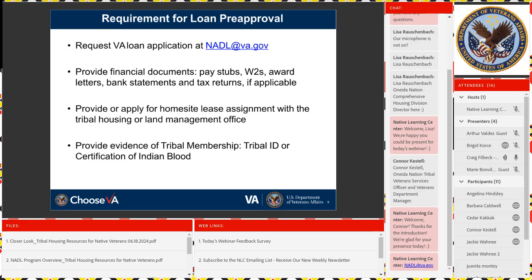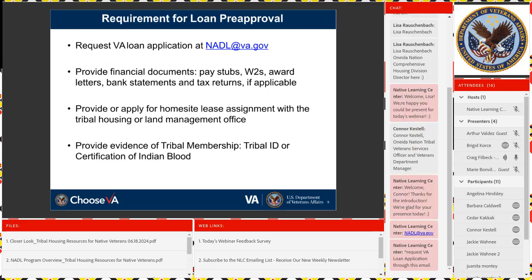So with that being said, we're going to move into how to get a NADL loan and what that process is. So first of all, you request an application from us either through our email or by calling us, and we'll provide that contact information at the end. So you're going to fill out an application, you're going to send it in to us, and then we're going to start underwriting the loan. And with a NADL mortgage, it's just like applying for any other kind of loan. We're going to ask for financial documents such as paycheck stubs, W-2s, award letters, bank statements, tax returns, and so forth.